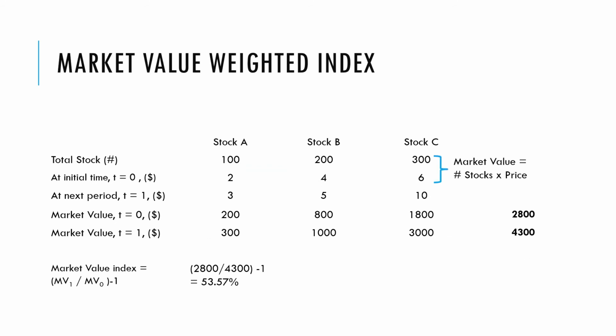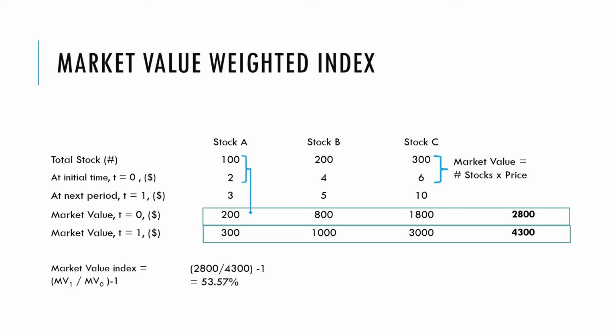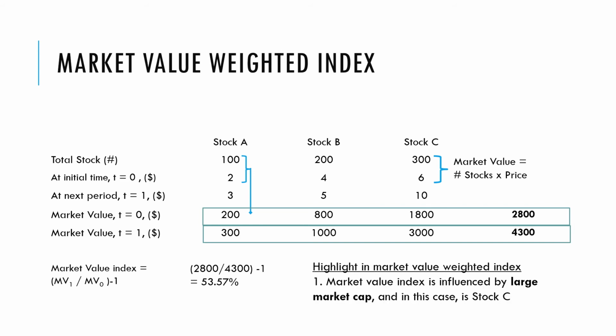In the market value index, market value is measured as stock quantity multiplied by price. For example, the market value for stock A at time 0 is equal to the price of 2 multiplied by the number of shares, 100, so the market value at time 0 is 200, and the market value at time 1 is 300. The sum of market value for all 3 stocks at time 0 is 2,800, and increased to 4,300. And the index has increased by 53.57%. The market value index is affected by large market capitalization stocks.